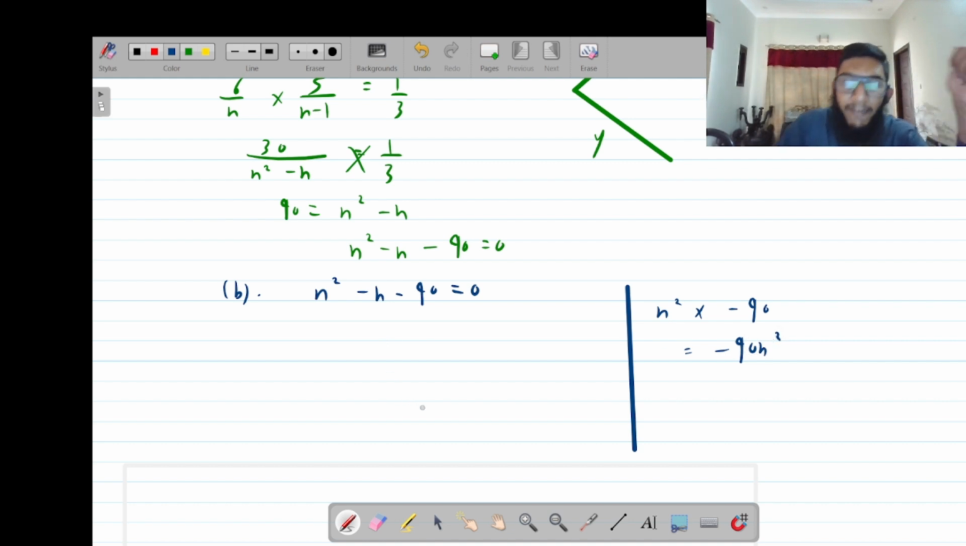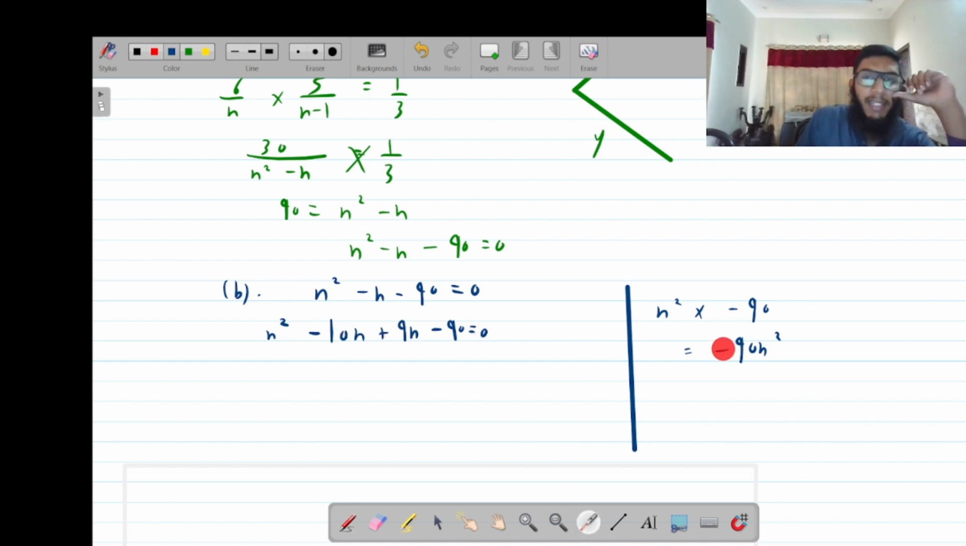Okay. Now after that, we have to break the middle term into two numbers. When they're multiplied, they give us minus 90 n squared. When they're added, they give us minus n back. There's only one combination, which is going to be minus 10n plus 9n. Why? Because if you multiply these two numbers, you're going to get minus 90 n squared. When you add them, you get minus n back. Okay. Now you make two groups. That's one group. That's the second group.